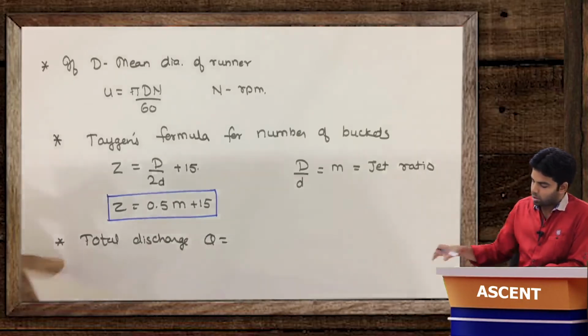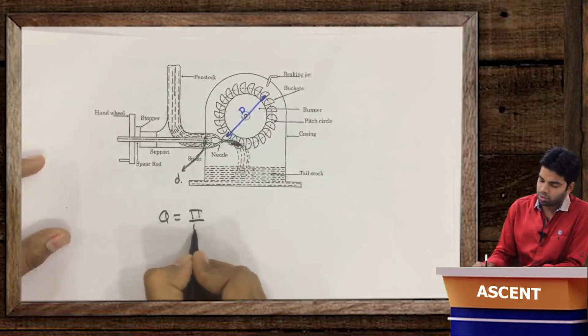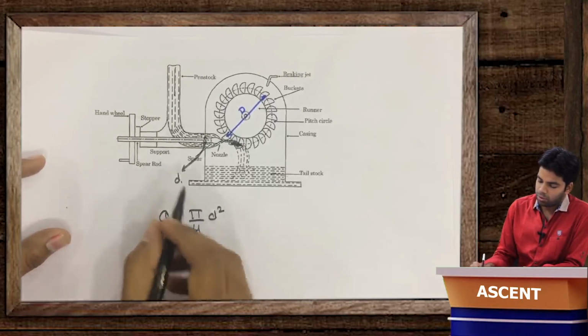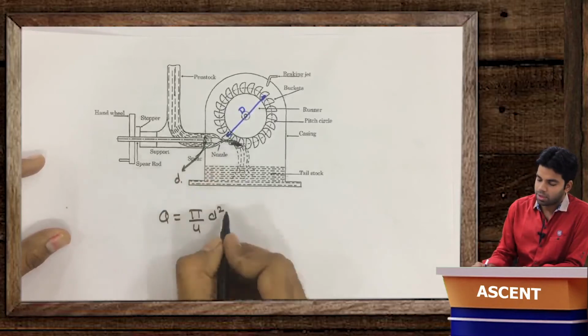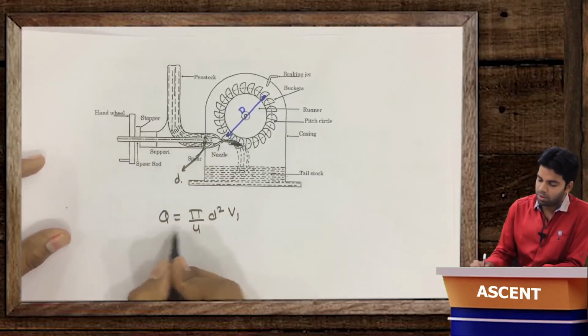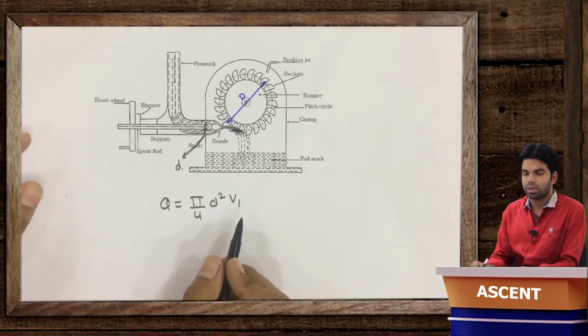Q, this should be equal to... what will be the total discharge here? So this total discharge Q is equal to pi by 4 into d square, that is the area A, into V, and the velocity with which this jet is striking is V1. So this total discharge will be equal to pi by 4 d square into V1.